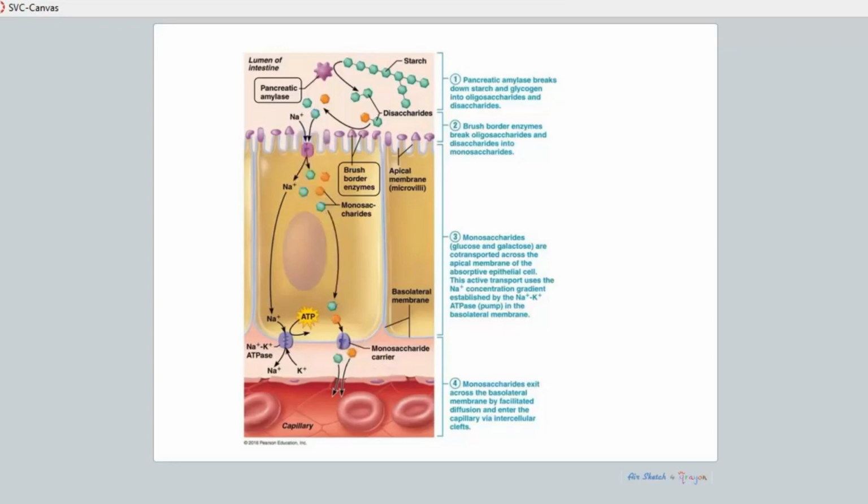underneath, and then that allows that molecule to enter into the capillary and to go into the blood supply. And this does require ATP. It requires ATP indirectly to move these molecules across the simple columnar cell.